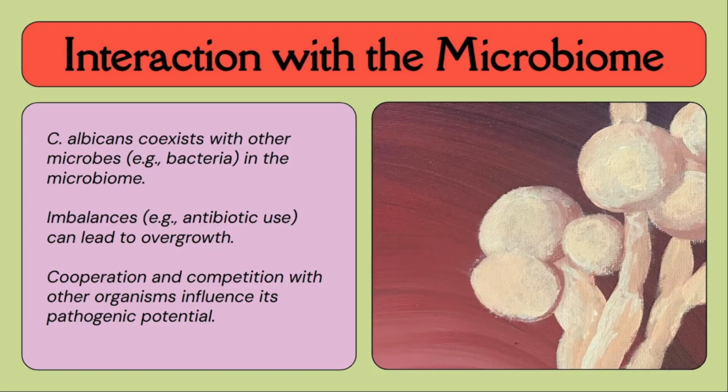Candida albicans interacts with other microbes in the human microbiome. Normally, it exists with bacteria and fungi maintaining balance. However, disruptions like antibiotic use can promote C. albicans overgrowth. Some bacteria inhibit its growth, while in other cases, it can support the growth of certain bacteria.